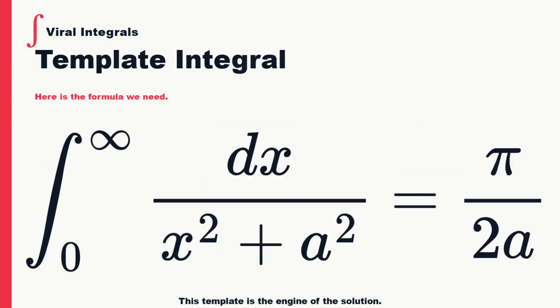Here's the template we will use. On the half line, 1 over x squared plus a squared integrates to pi over 2a. We will use this as the bridge to the quadratic denominator.